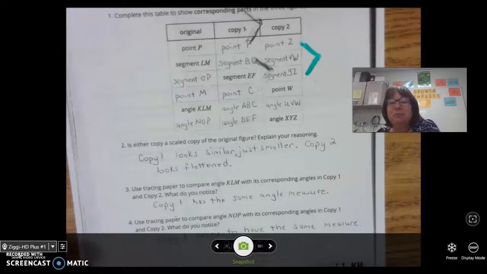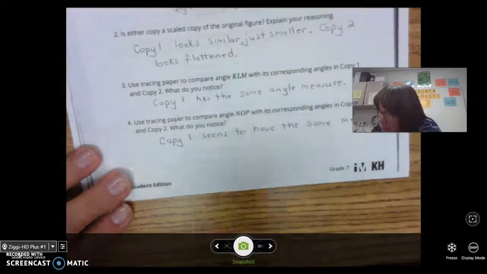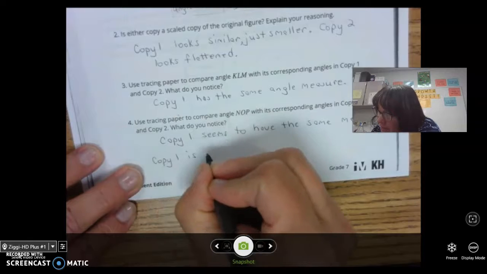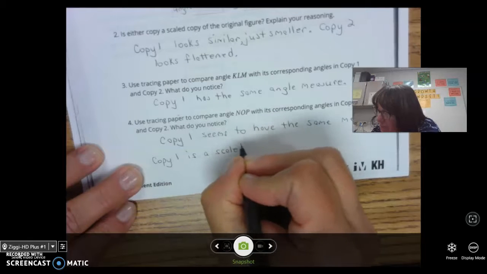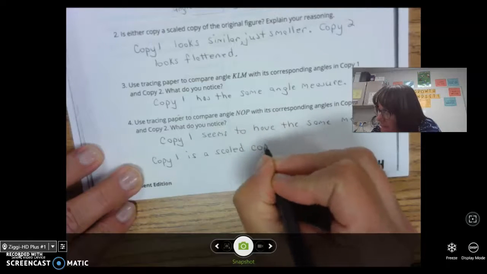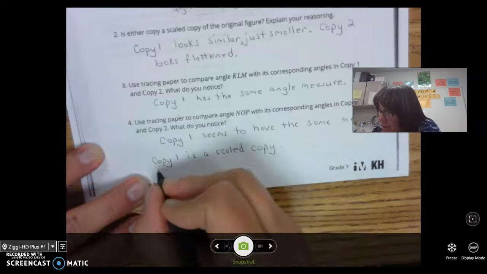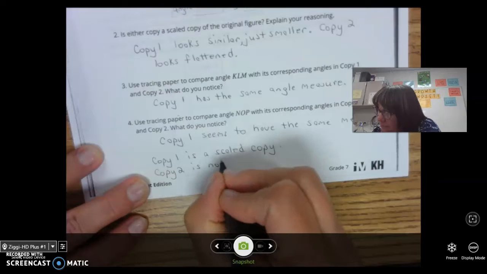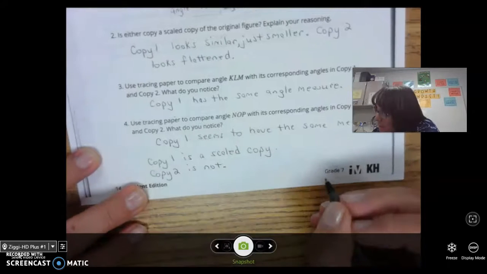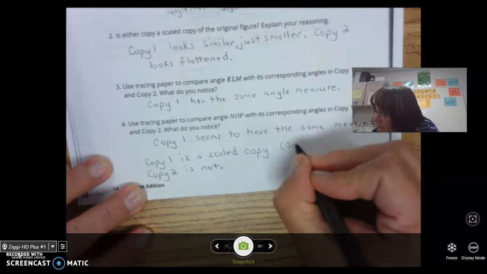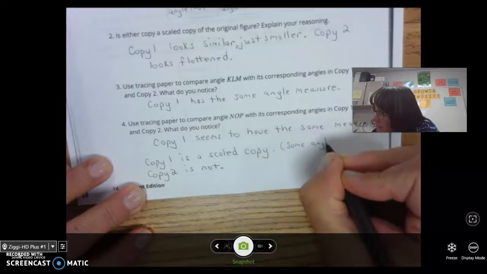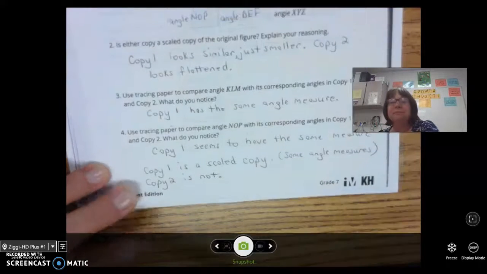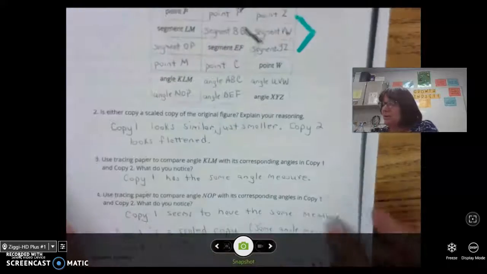So this would lead me to believe that copy 1 is a scaled copy. It has the same angle measures. Copy 2 is not. So let's make a note here. Same angle measures. All right, let's go on to the next activity.